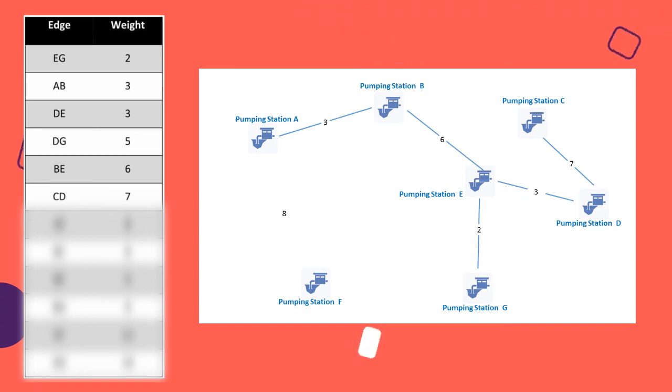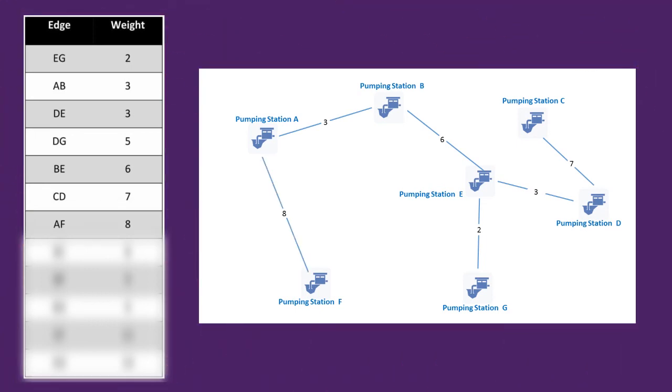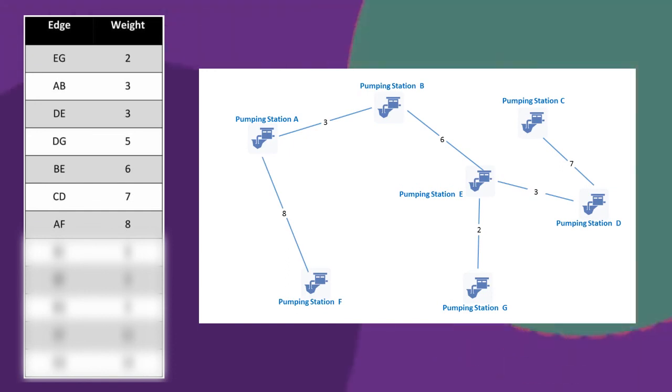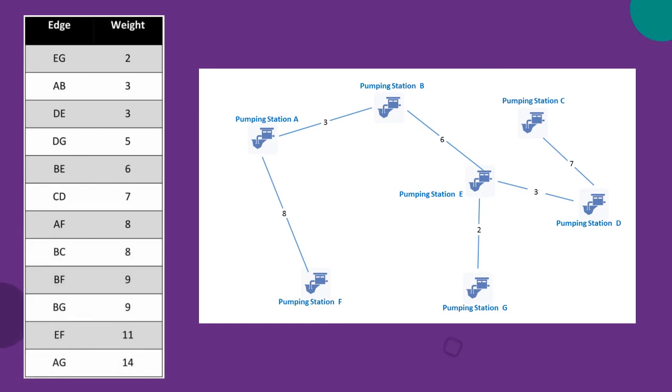To complete our tree, we will finally add the edge that will connect pumping station A to pumping station F. We have already connected the 7 pumping stations using only 6 edges with no loops and no cycles. We now conclude that this is the perfect network route for designing a water distribution system in the example given.